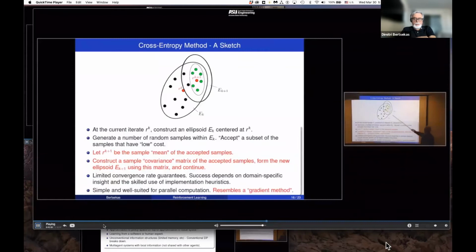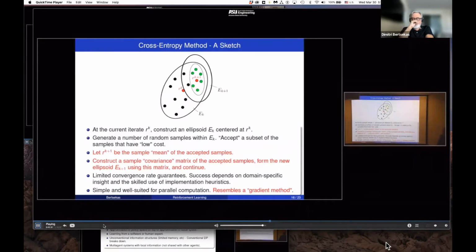However, it's very simple to implement. All you need is to be able to calculate function values, basically, right? You need function values to be able to delineate the green points from the black points. And that's all you need, and some elementary software that you have to write for ellipsoids and so on. Moreover, it's very well suited to parallel computation. Why is that? Because these points can be generated and evaluated in parallel, right? So that's easy.